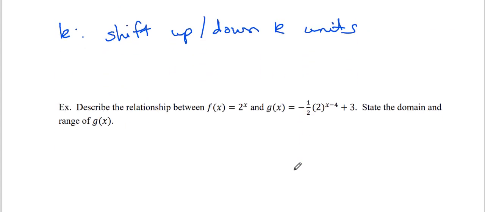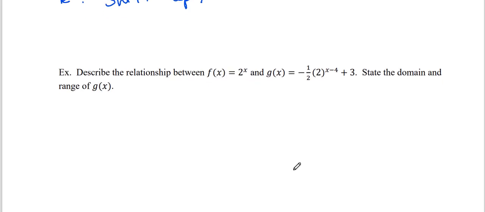Let's take a look. It says describe the relationship between f(x) = 2^x, which we graphed up above, and g(x) = -1/2 · 2^(x-4) + 3, and then state the domain and range of g(x). An important concept here is that once you do translations, it can change domain and range. Let's talk about the translations first.